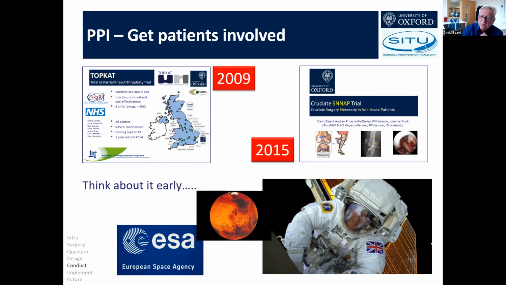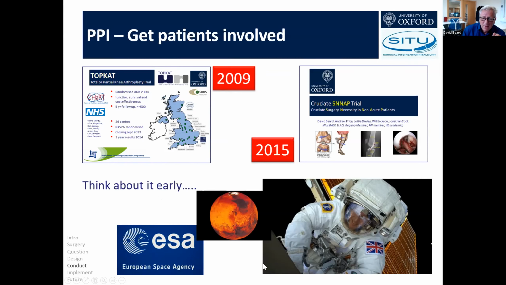Much more recent trial, SNAP trial, co-applicant, forum for patients, had input into the outcome measure, went over iterations, part of the grant application, completely engaged with the whole process, which is the way it should be. And you know, you could think it might be a bit tedious and boring, but you need to think about it early. And one of the best examples of PPI I've ever had was working for the European Space Agency, where we had to chat to astronauts, and it can be quite exciting as well to talk about the people who you're going to influence with the research.